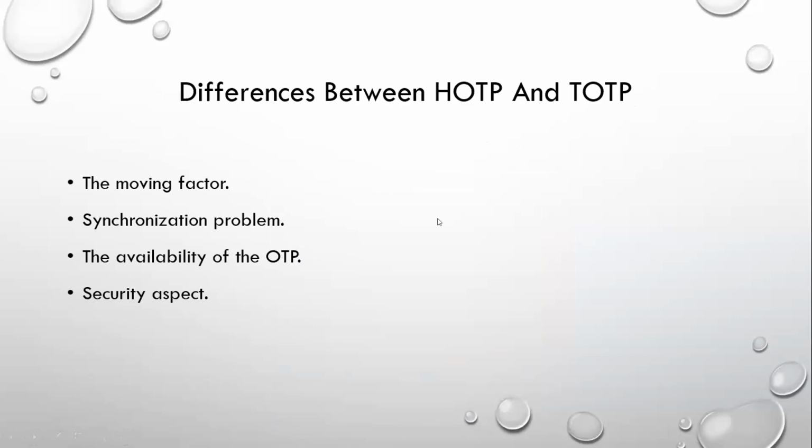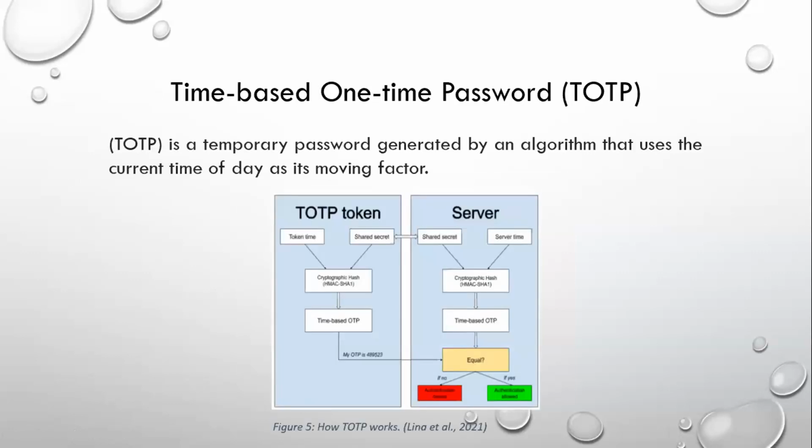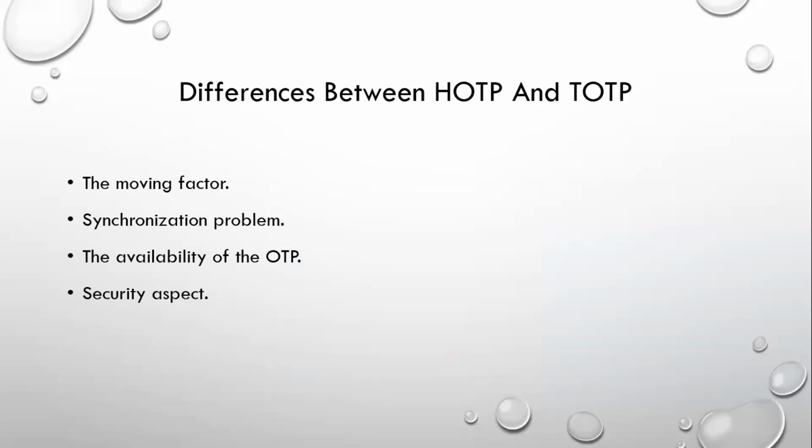The differences between the HOTP and TOTP: the moving factor, as we have mentioned before, and the synchronization problem that we have solved by using the current time and the availability of the OTP, and finally the security aspect, which we have talked about also. Using the time is dynamic rather than using a fixed counter.